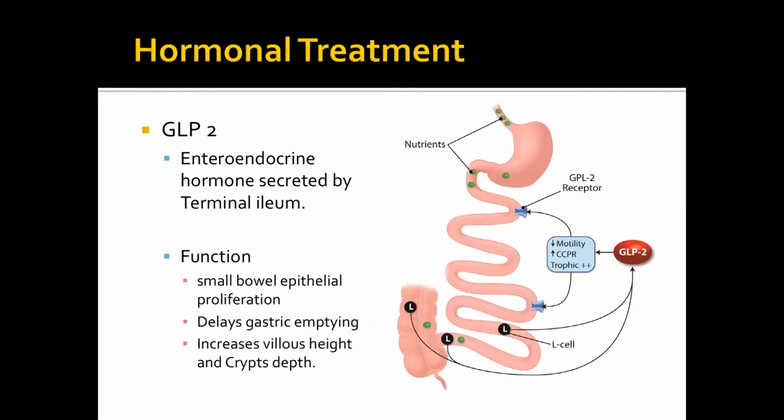Hormonal treatment, on the other hand: glucagon-like peptide is an enteroendocrine hormone secreted normally by the terminal ileum and colon mucosa. The function of this hormone is to slow down the transit time of the intestine and stimulate small bowel epithelial proliferation, resulting in longer villi, small bowel epithelial villi, and crypts, as you can see in the diagram here. The L cells are present in the terminal ileum and the colon. So patients after bowel resection, if they have an intact terminal ileum and colon, have enough endogenous glucagon-like peptide compared to those who don't have a terminal ileum and colon. That's why patients who have TI have a higher chance of being weaned off TPN.